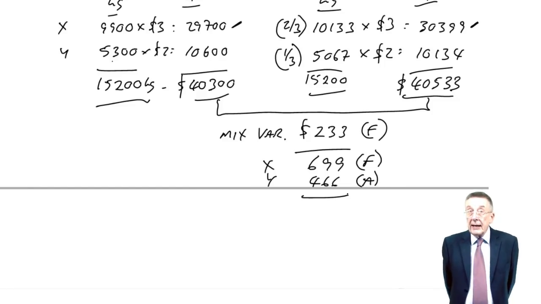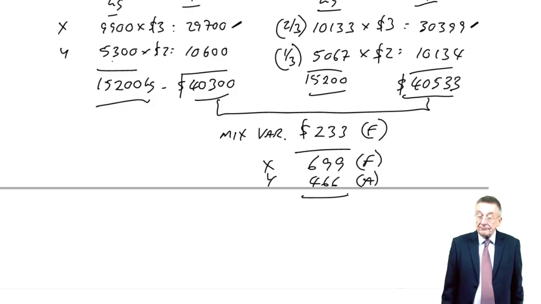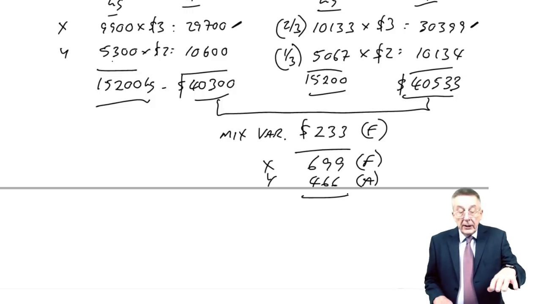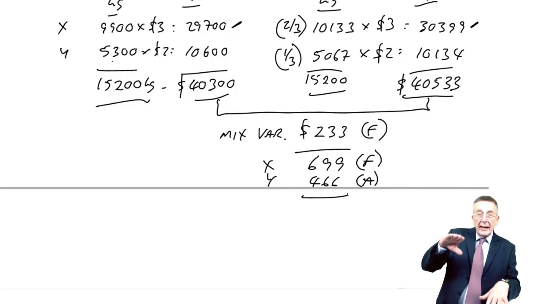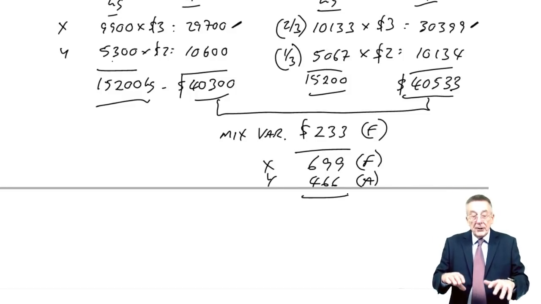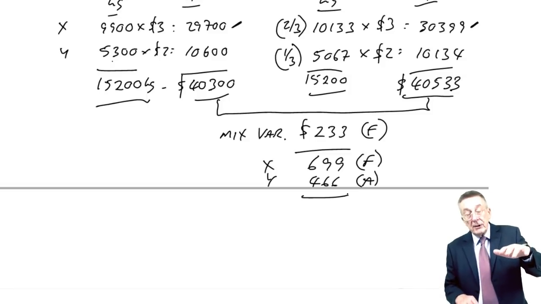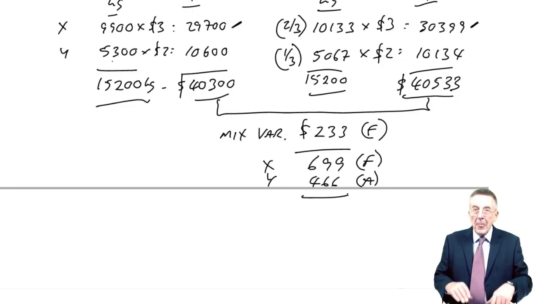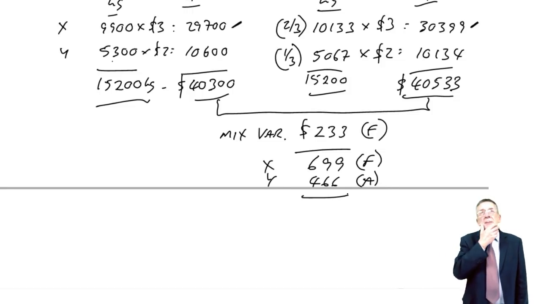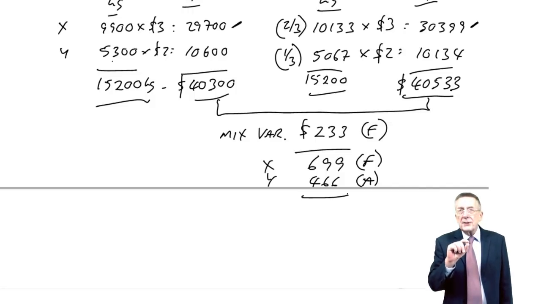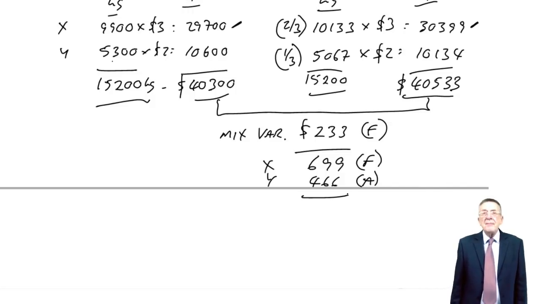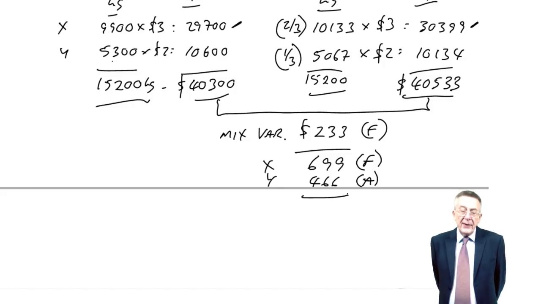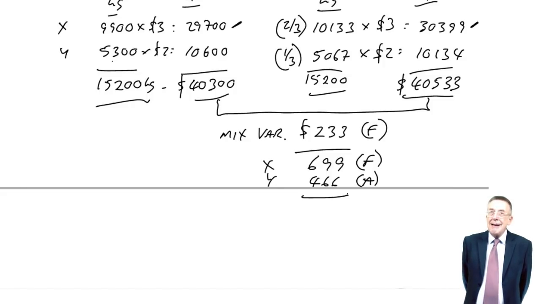And if you understood everything I've said, my introductory little fruit juice example, it should be clear to you that always there'll be one favourable, one adverse, because if you're using more of one, you're automatically using less of the other. And in fact, there was one question, it's a long time ago this, but part of a long question, and I think it was just 2 marks or even 1 mark. It said, what would be the mix variance in kilos?